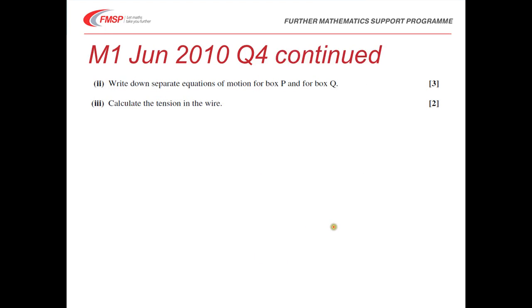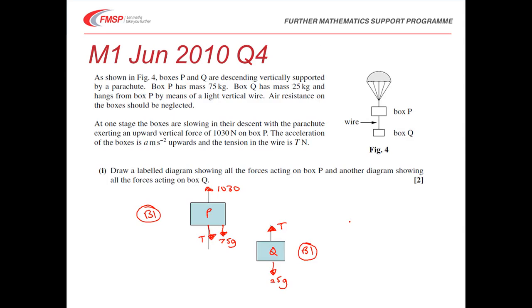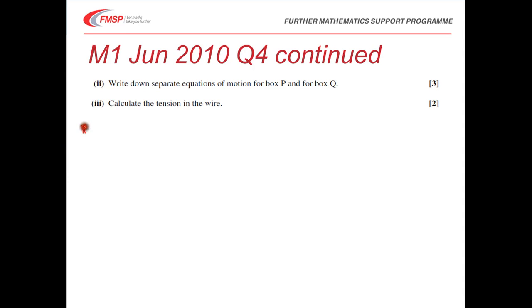Write down separate equations of motion for box P and box Q. Now, it says that the acceleration of the boxes is a meters per second squared upwards. So I tend to always resolve in the direction of motion. So I'm going to resolve upwards for both of those particles, and I'm going to use F equals ma. If I do upwards for P, to start off with, we have 1,030 upwards and tension and weight downwards, and that would equal 75a. So I'm going to call that equation 1.